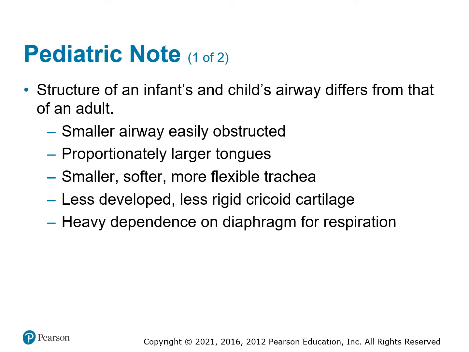Kids, infants and children's airways, just remember they're different. The airway's much smaller, so things get stuck in them much easier. The tongue is huge compared to the rest of the airway. So when we're talking about opening the airway with a jaw thrust or a head tilt, chin lift, just remember the tongue is a little bit harder to get out of the way. The trachea is softer, so if you do hyperextend the neck, you can kink the trachea.